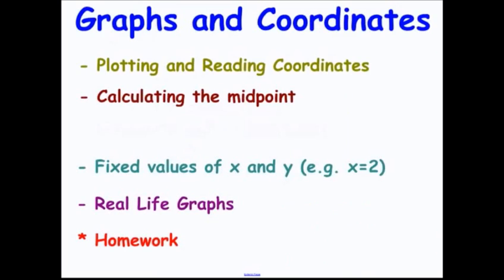Last week in the classroom we covered graphs and coordinates, where we looked at basic plotting and reading of coordinates. We did something slightly trickier in calculating the midpoint of two coordinates. We looked at fixed values of x and y. For example, where x equals 2, it draws a vertical line through the x value of 2. And finally, we finished off looking at real life graphs. For example, speed, distance, time graphs.